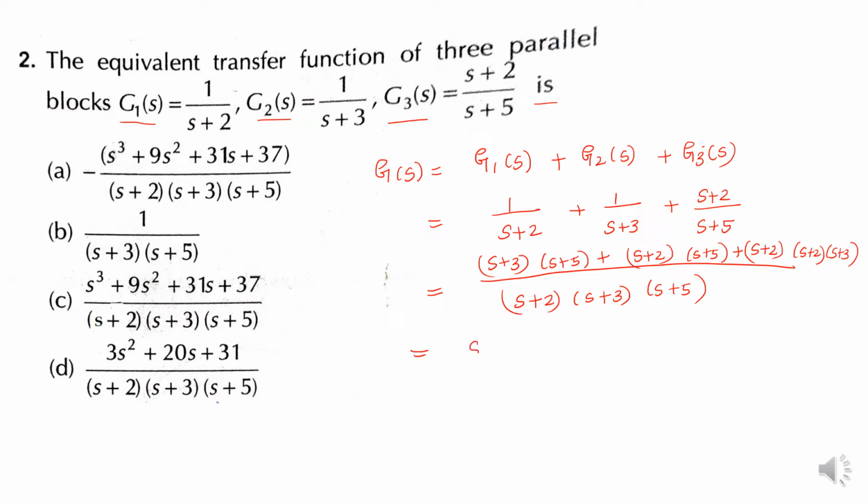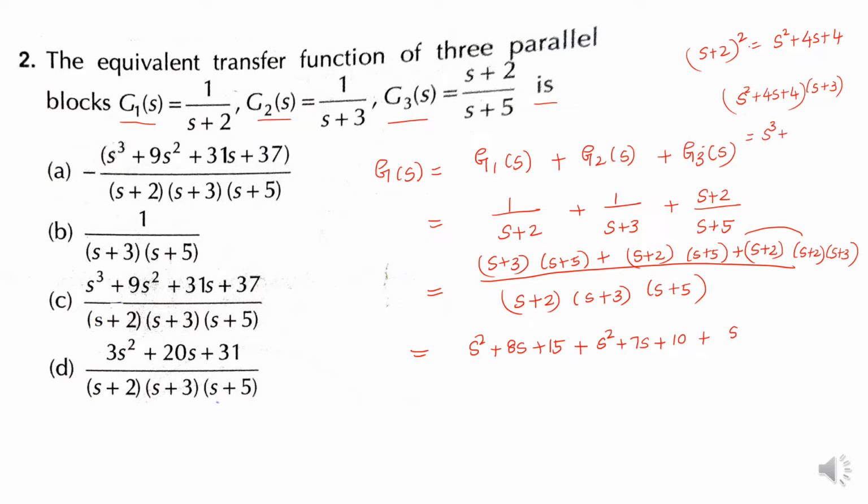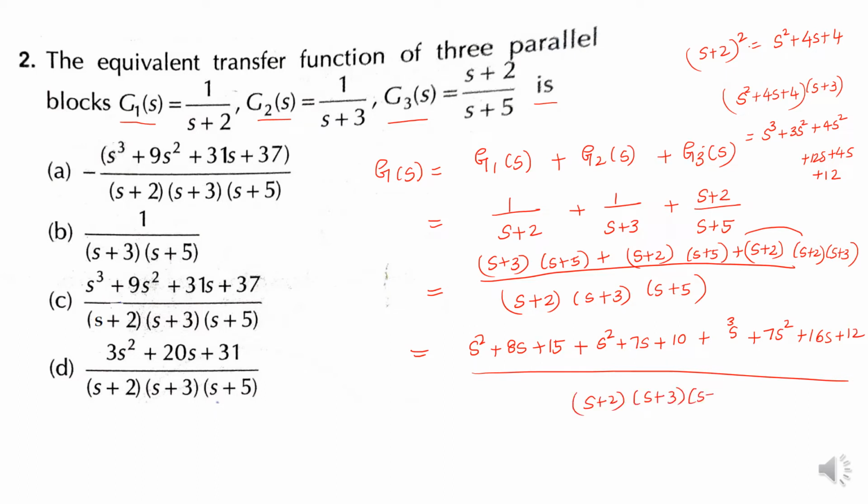Have to multiply this. s square plus 8s plus 15 plus s square plus 7s plus 10 plus (s plus 2) whole square, both the terms. (s plus 2) whole square is s square plus 4s plus 4. That is s square plus 4s plus 4 multiplied with s plus 3. That is s cube plus 3s square plus 4s square plus 12s plus 4s plus 12. So, s cube plus 3s square, that is 7s square plus 16s plus 12, divided by (s plus 2)(s plus 3)(s plus 5).